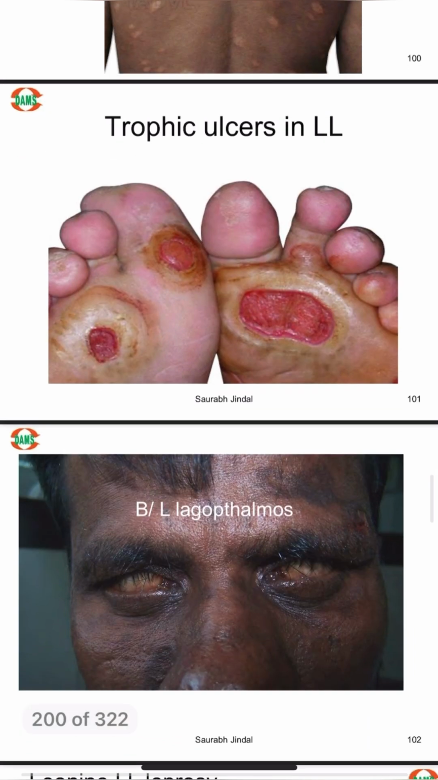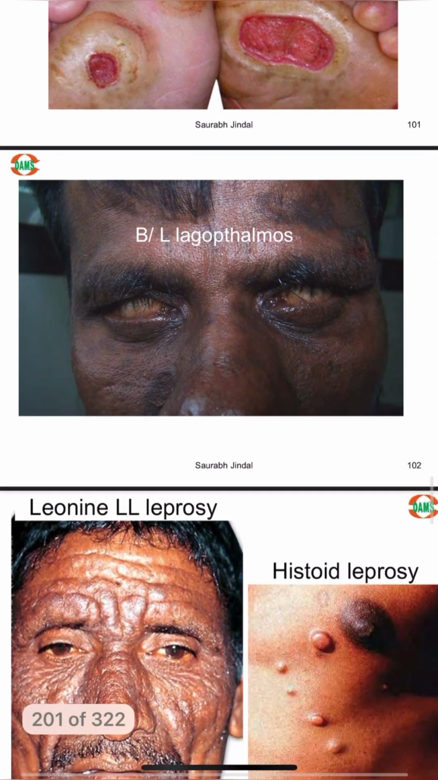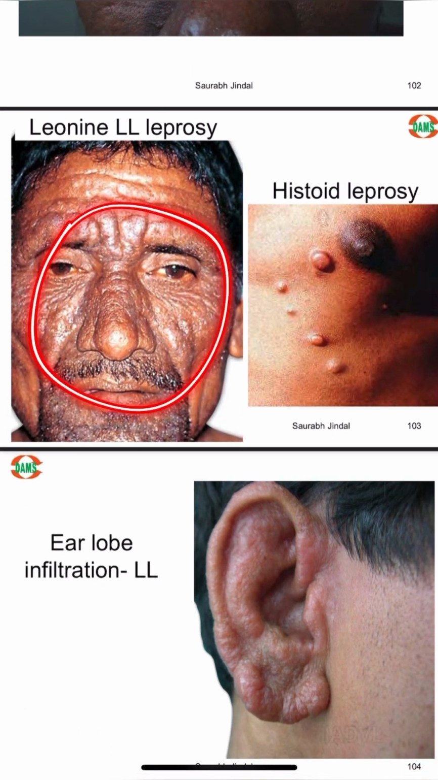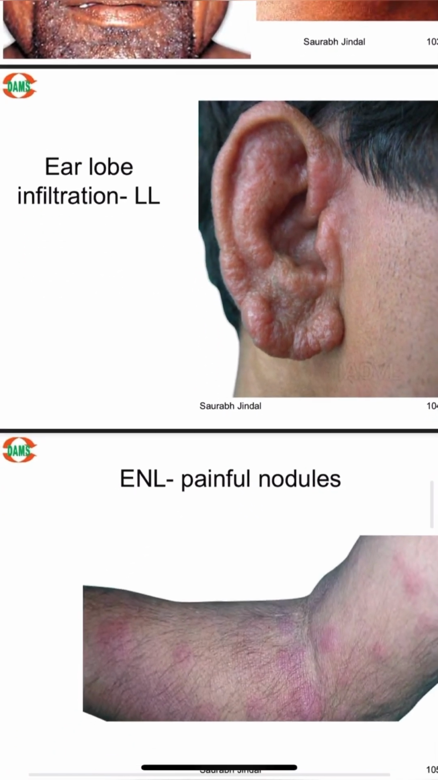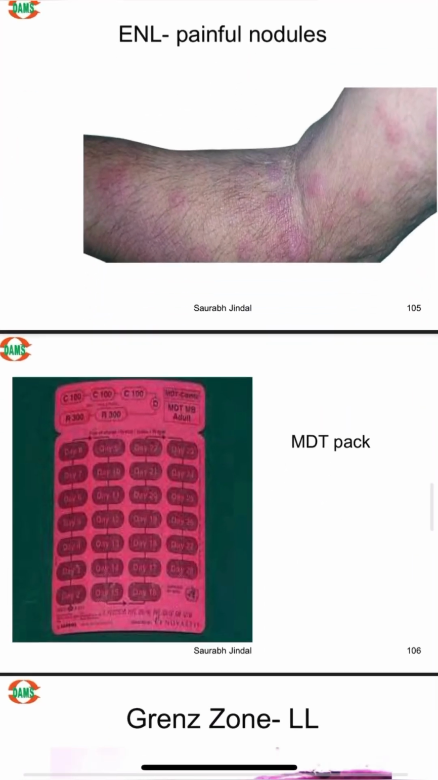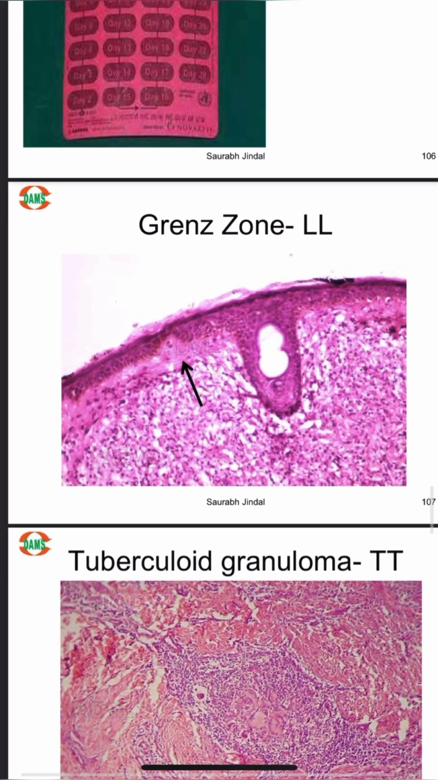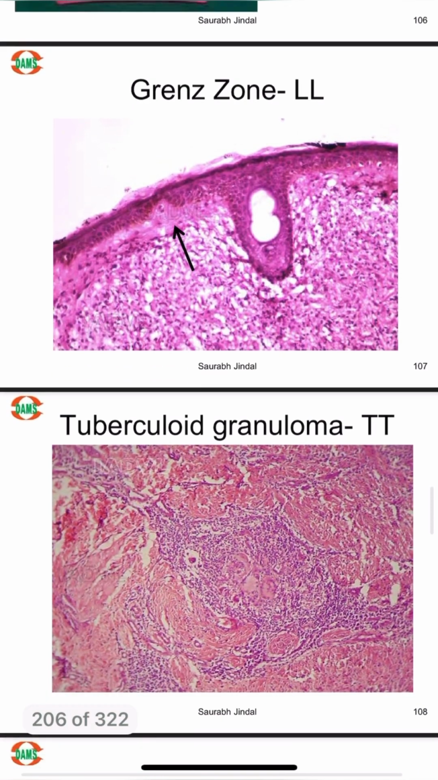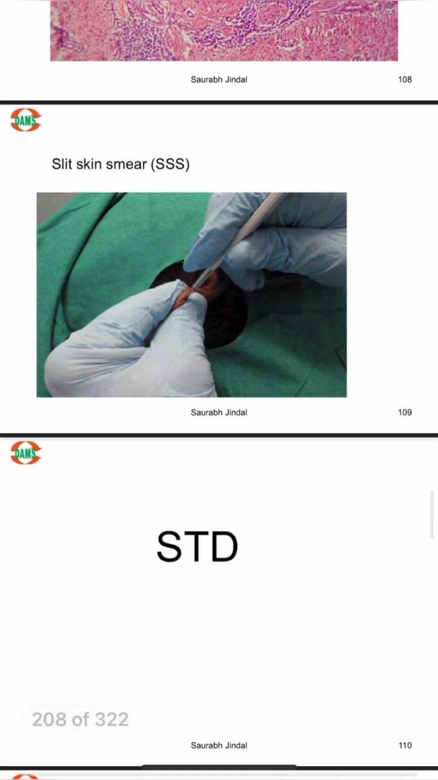This is trophic ulcers and lepromatous type. Loss of eyebrows, bilateral. These are leonine faces in leprosy, histoid leprosy. Earlobe infiltration, like this is seen. Painful nodules seen. This is MDT pack. Grenz zone. Histology. Slit skin smear.